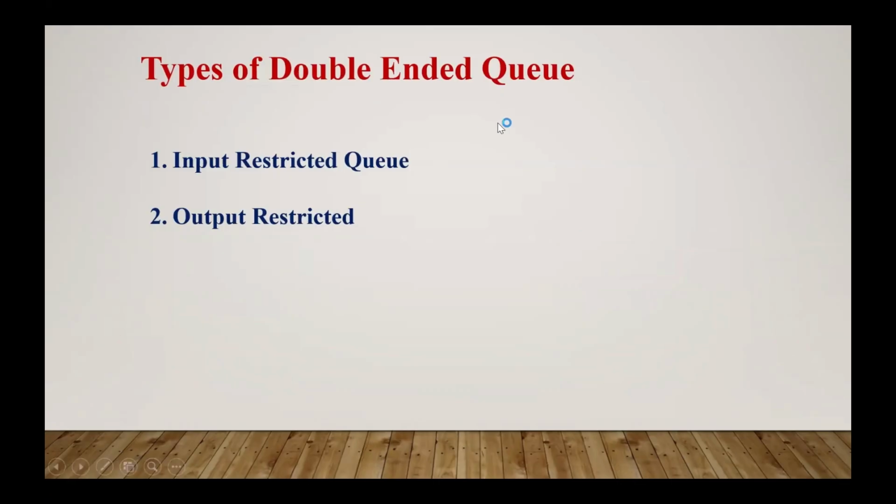Next is the types of double-ended queue. A double-ended queue means both ends. Now what are the categories? There are two types. The first one is input restricted. Here input is restricted, meaning both ends cannot be used for the insertion operation; only one end can be used for insertion. Output restricted means the restriction is put on the output, so only one end can be used for deletion; both ends cannot be used.